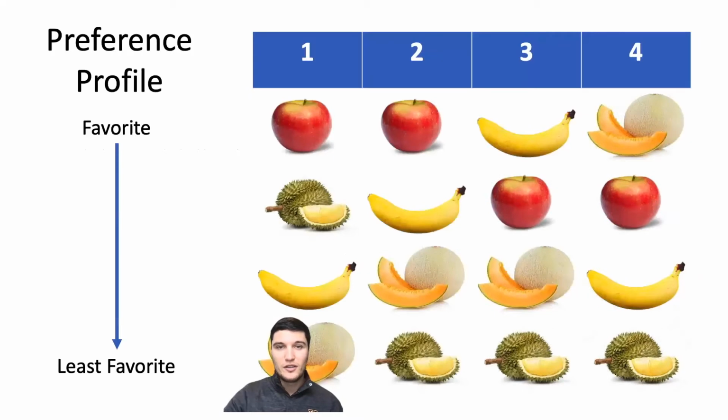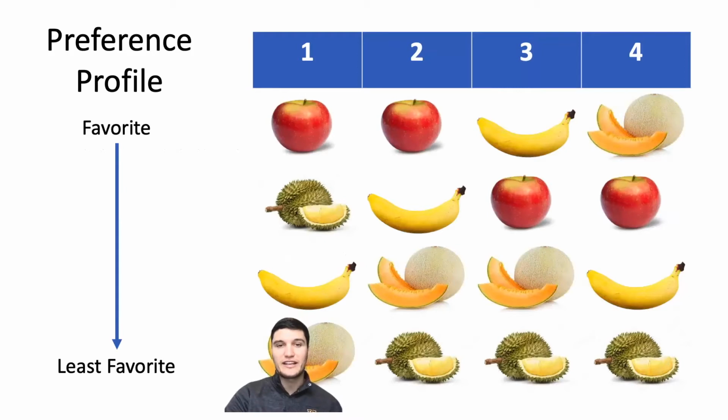Well, we can represent people's preferences in the following way, right? So for each person, we have a visual representation where maybe their favorite fruit is on top and their least favorite on the bottom. So here, agent 2 likes the apple best, followed by the banana, followed by the cantaloupe, and the durian is their least favorite object, while agent 3 actually thinks the banana is best.